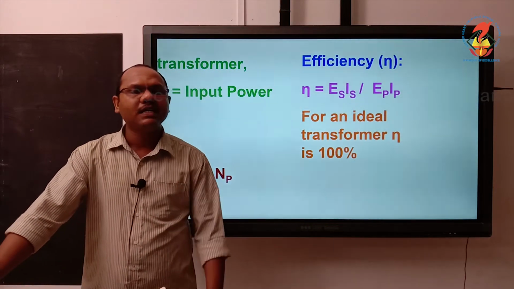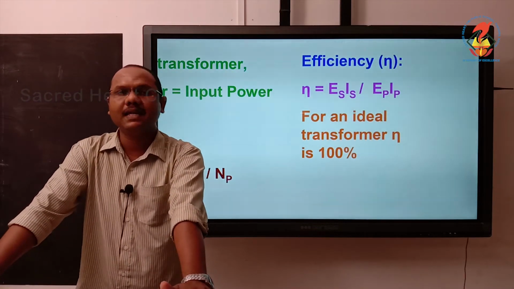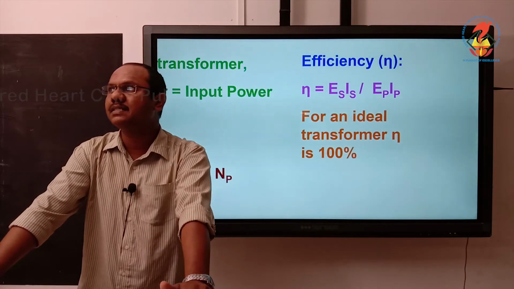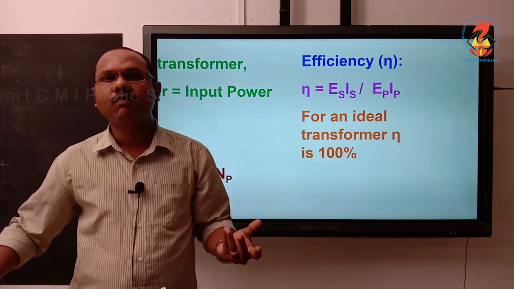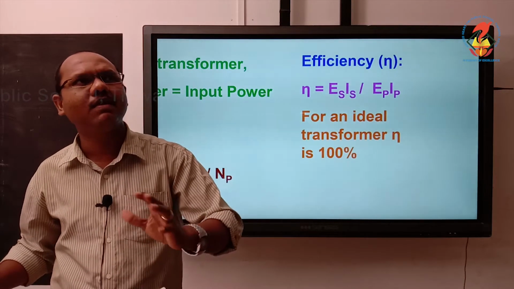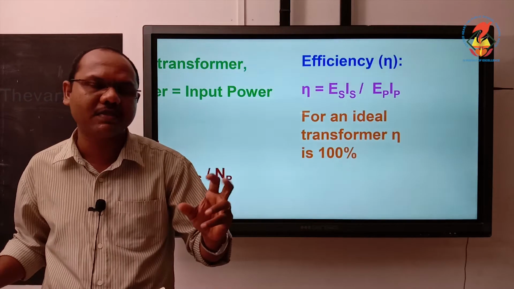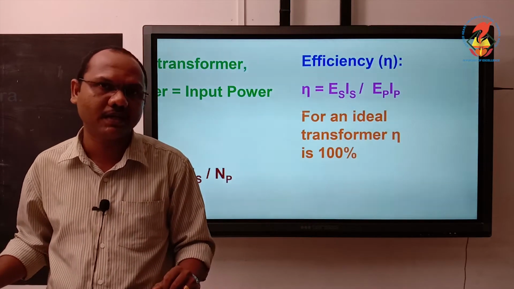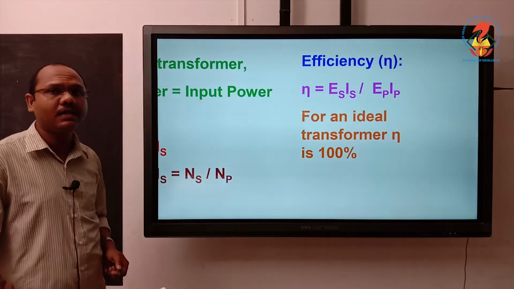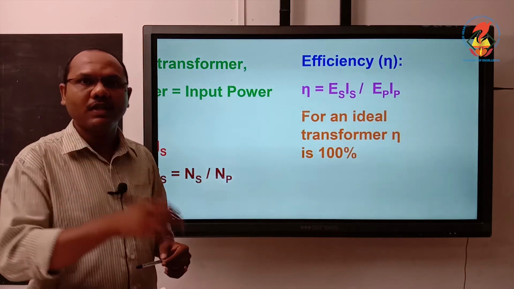This transformer is a highly efficient device. Even though it is a highly efficient device, it is having certain losses, some minute losses. So efficiency will be almost like 90% or 95%. That's it. Some 5% or 10% loss will be there. So let us see what are the reasons for these losses.